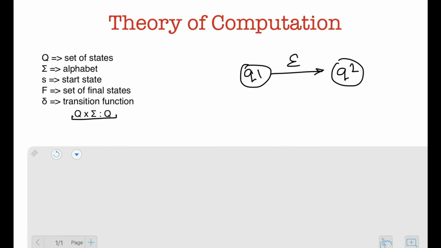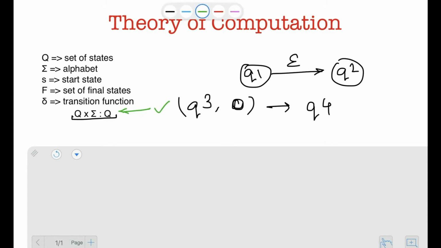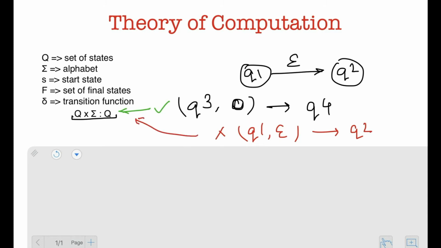So I can have something like, let's say, Q3 comma the alphabet 0 going to, let's say, Q4. This is actually possible according to this definition that I have right here, but something like this, which is Q1 and epsilon going to Q2, this isn't allowed according to this definition because epsilon is not an alphabet.